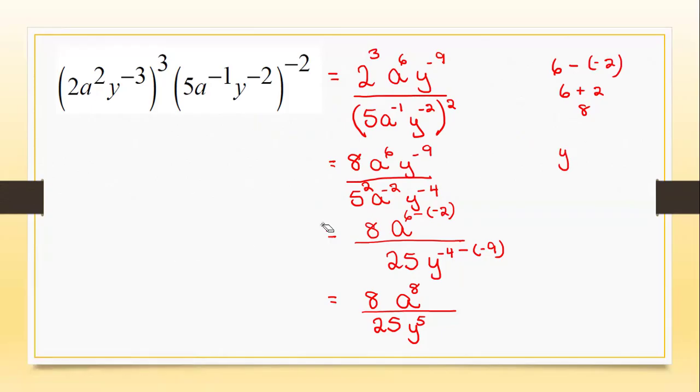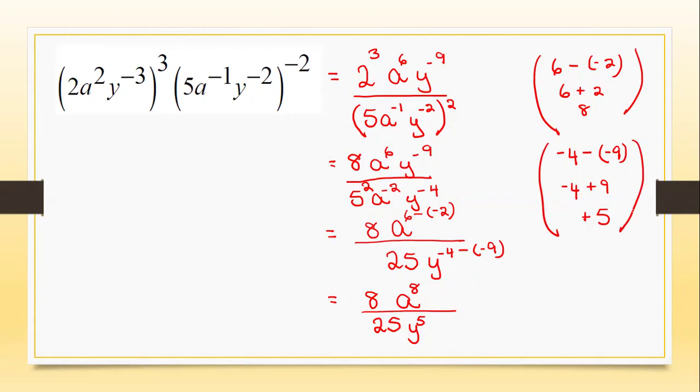Let's get rid of the y. We have negative 4, subtracting negative 9. Negative times a negative gives us a positive 9. Signs are different, so we're going to take the sign of the biggest absolute number, which is 9. 9 is positive, and we're going to subtract. 9 take away 4 gives us 5. So my final answer is 8 over 25 y to the power of 5. This here is just in case we need clarification.